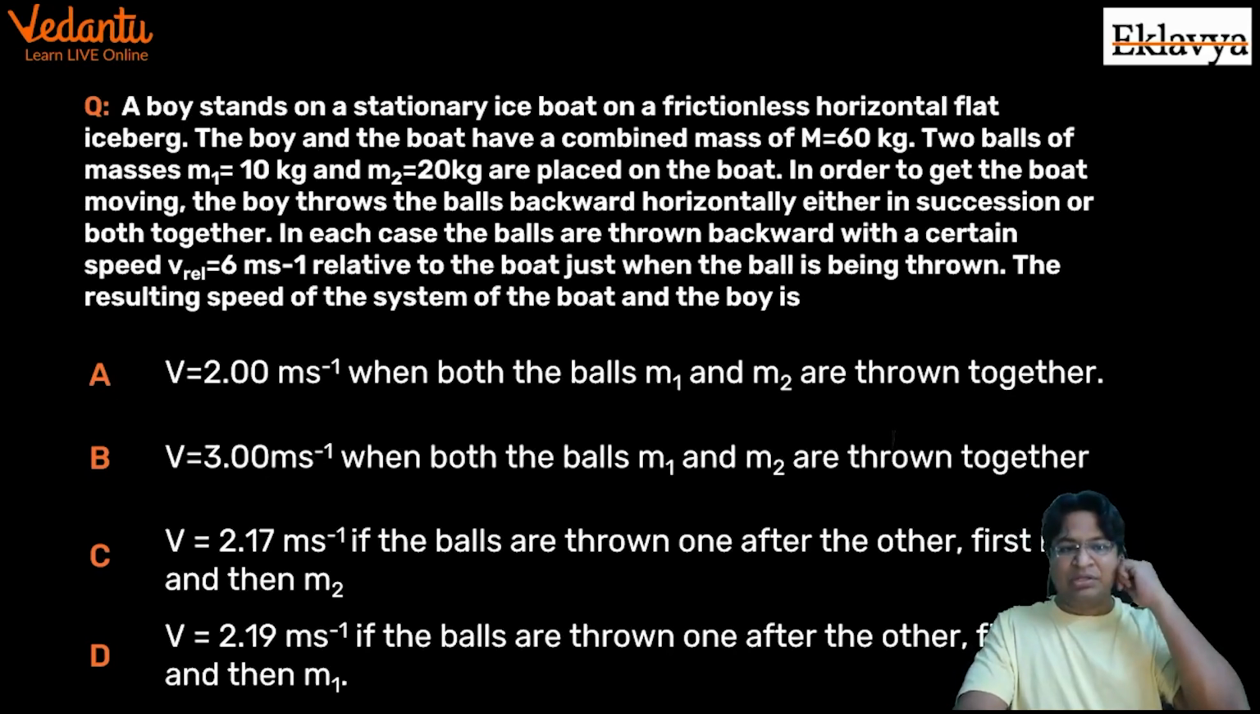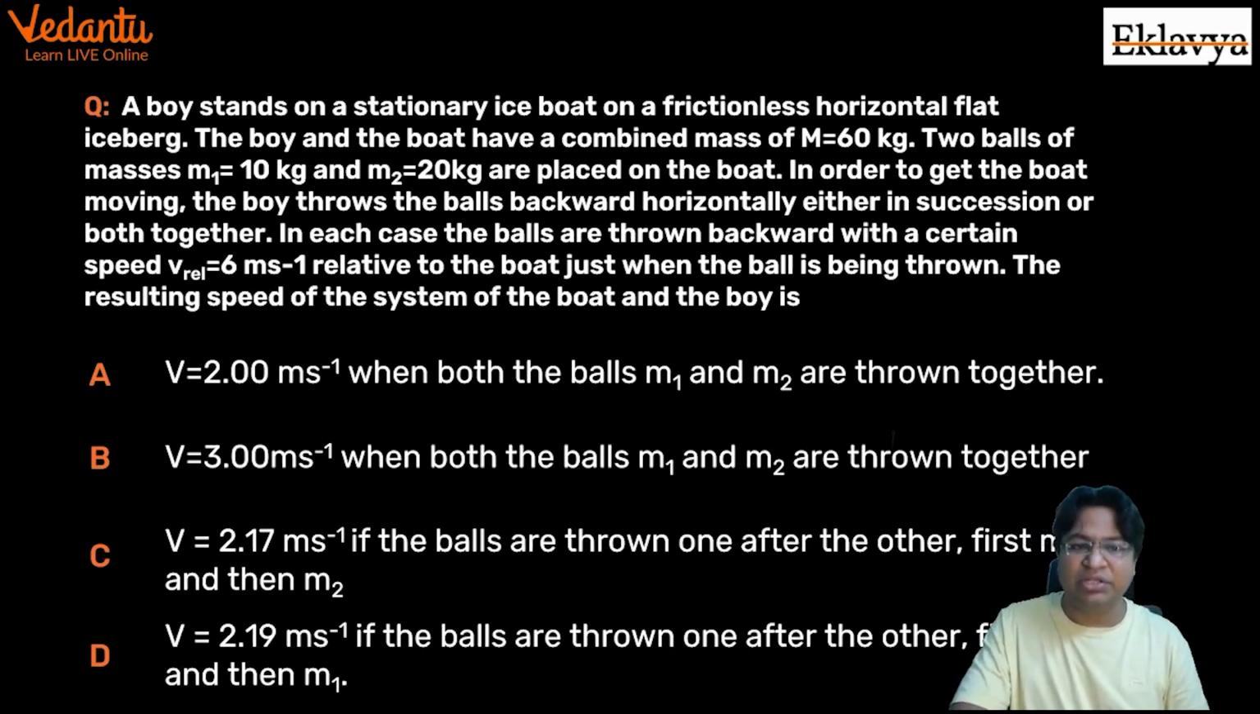Now this question says a boy is standing on a stationary ice boat on a frictionless horizontal flat iceberg. In this question, what is the result that you want to use? Let's say there is a gun of mass M from which you have to shoot a bullet of mass m, and the muzzle velocity is given. The muzzle velocity is the velocity of the bullet with respect to the gun.